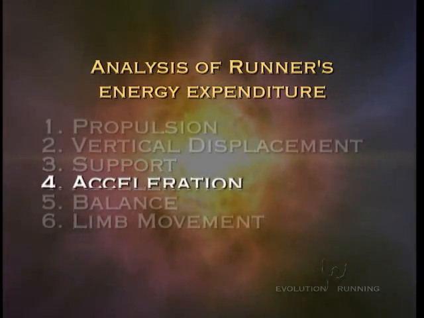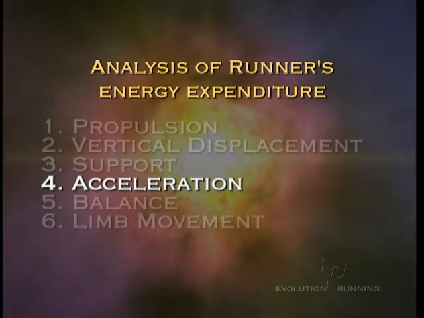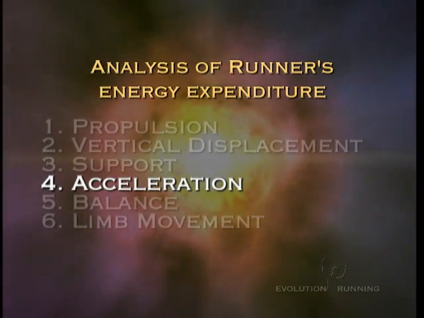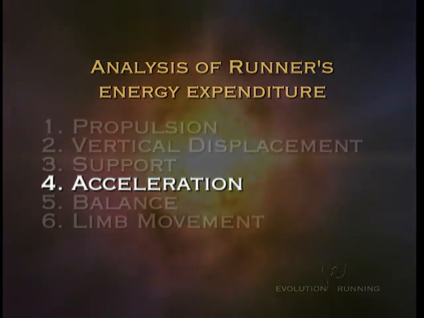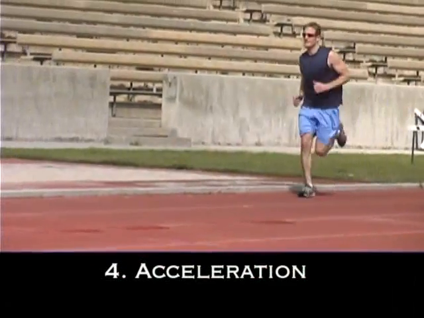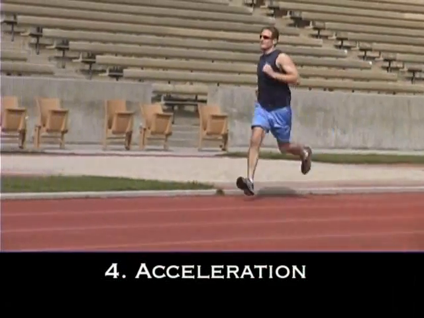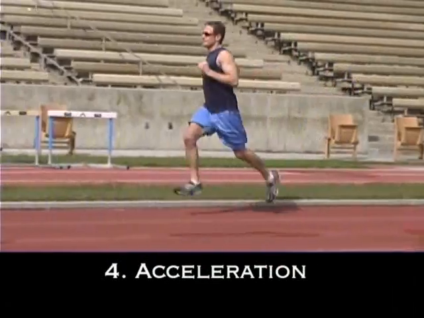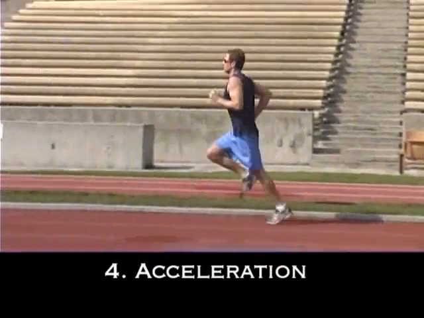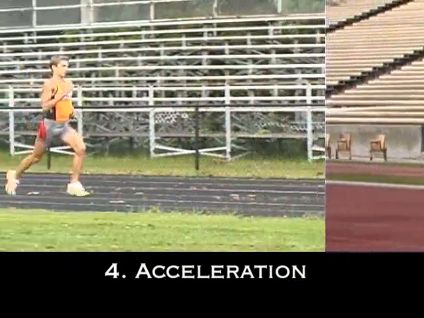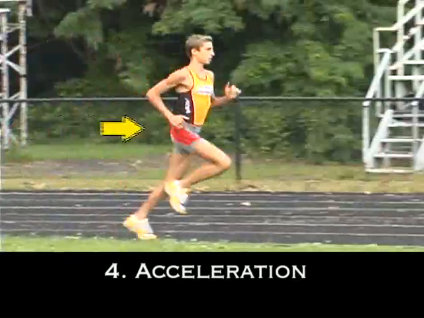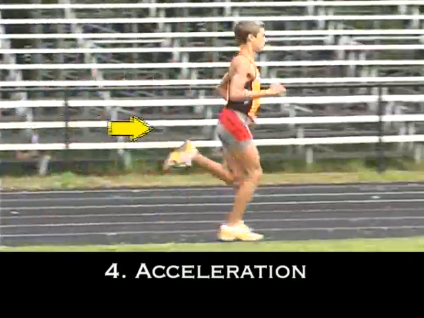The energy cost of acceleration is the power required to accelerate the body back to running speed after momentum is lost during each stride cycle. Most runners slow down at foot strike, braking, and then must create forceful muscular contractions to speed back up. Efficient runners carry momentum from each stride cycle to the next, requiring little energy for acceleration.